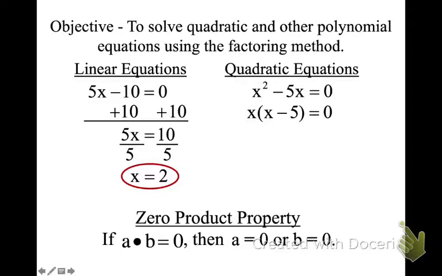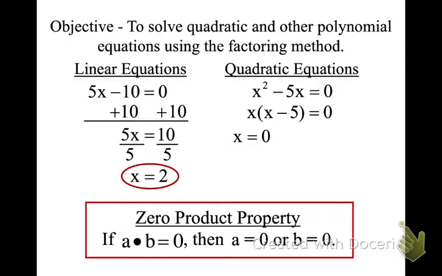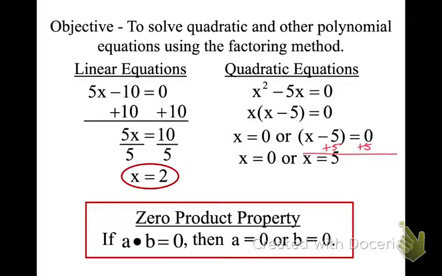We set both factors in the equation equal to 0. So x equals 0 and x minus 5 equals 0. And then we solve. The first one is done. It's 0. And the second one, to get the x alone, I would add 5 to both sides. And I end up with x equals 5, right? And we have x equals 0. So we have two solutions when we're solving a quadratic. We have two solutions, and that is 0 and 5.